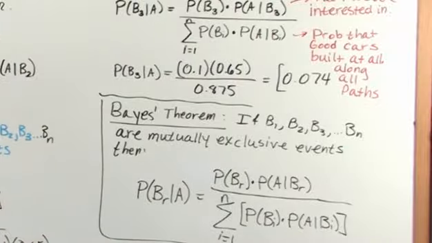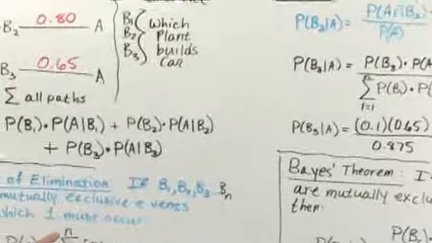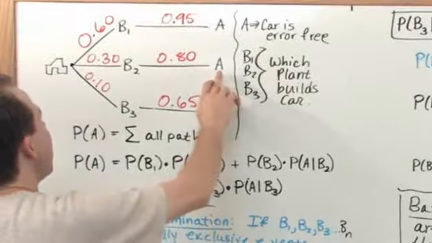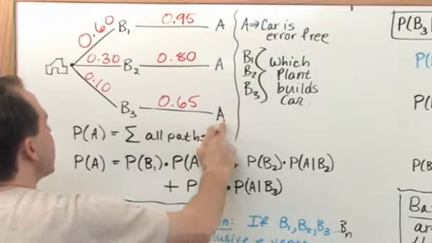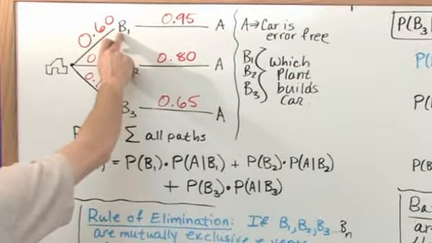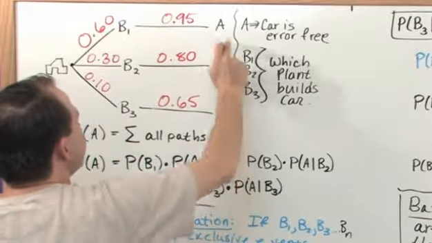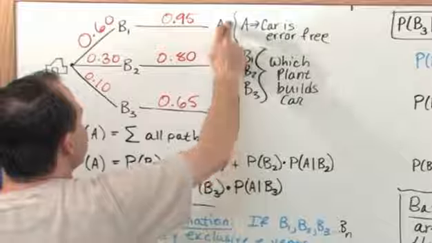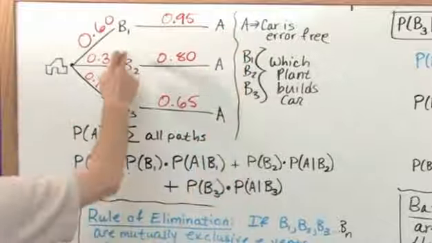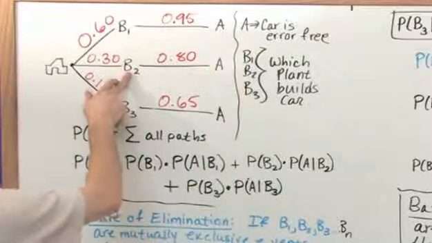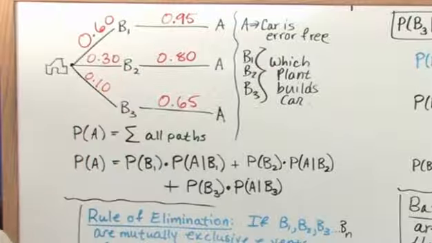Relating it back over here, anytime you're confronted with Bayes' theorem, you're going to be given the fact that event A means the car was error-free or defect-free, and what you want to know is which of these plants built it. Or I may pick B2 and ask you, what's the probability B2 built it? What's the probability that B1 built it?